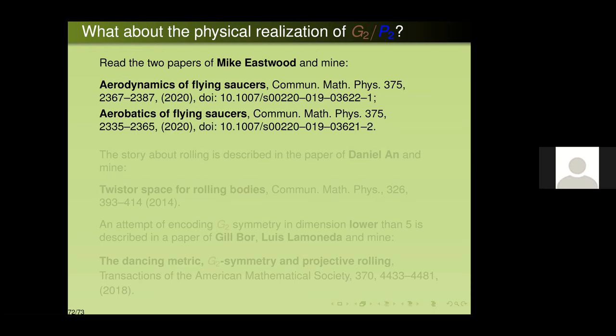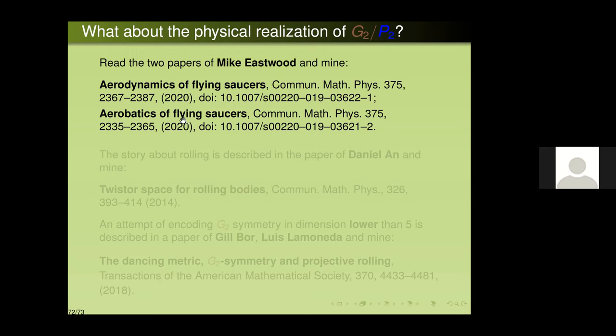And this gives you a non-holonomic condition, which defines a rank 4 distribution in dimension 5, which will be just the velocity distribution. Then we argue in this paper how to put this GL2R structure, which we call the G2 maneuver for a flying saucer, that equips this with the geometry of G2 by P2.